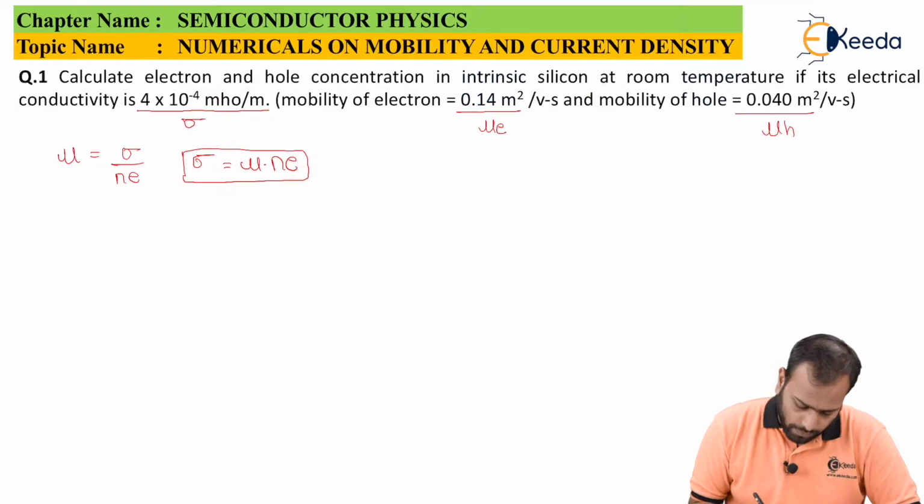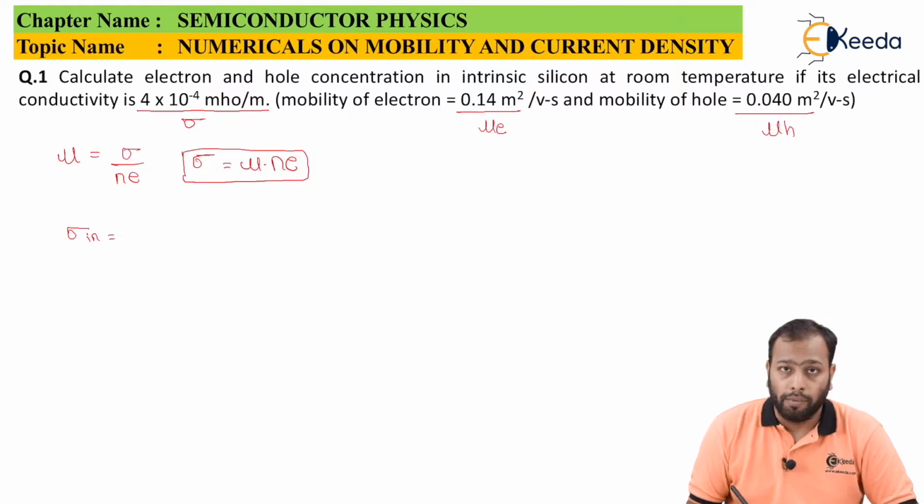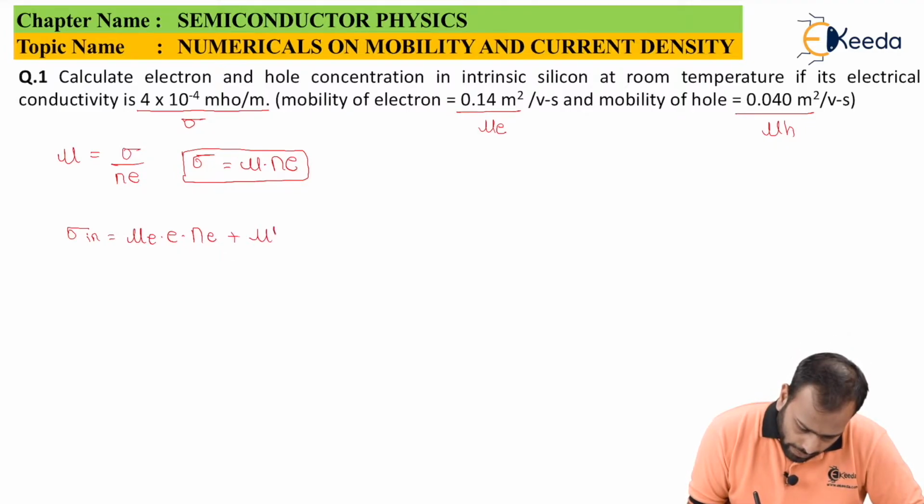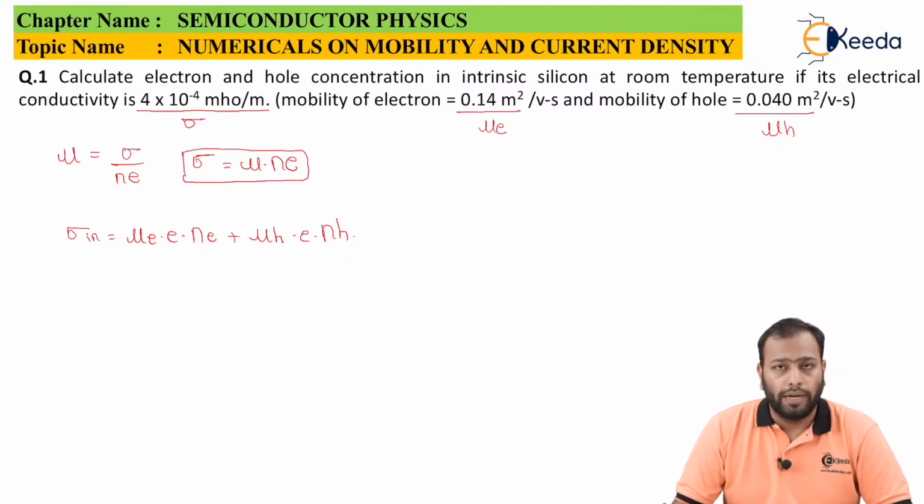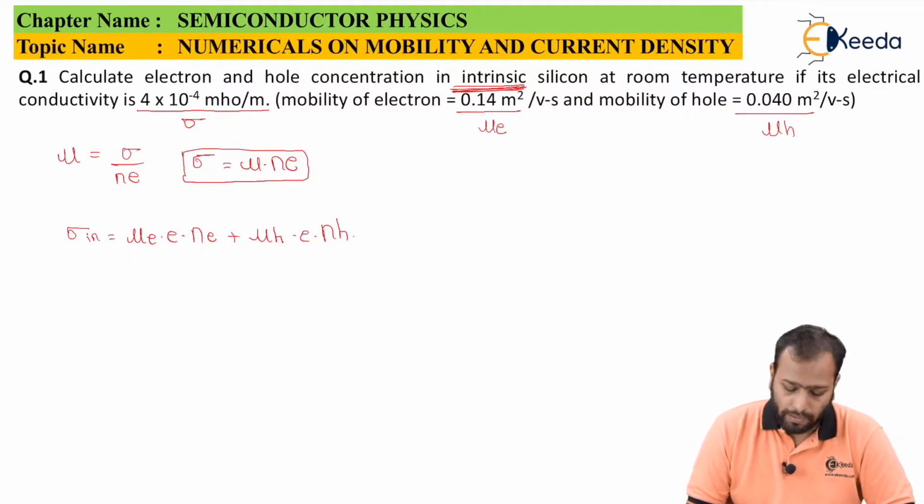Now, sigma for the intrinsic semiconductor, I'll be adding both the electrons and the holes. So I have this equation as mu e into n e, where n e stands for the number of electrons, plus mu h into e into n h. Now, they are asking for an intrinsic semiconductor. For an intrinsic semiconductor, always remember that the number of electrons will be equal to the number of holes.